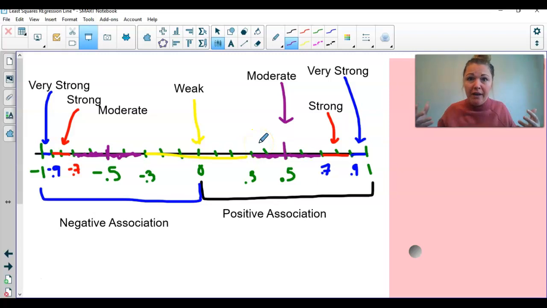Now, these are our cutoffs to help us decide. We don't have to do that oval test anymore. We don't have to say how skinny it is.